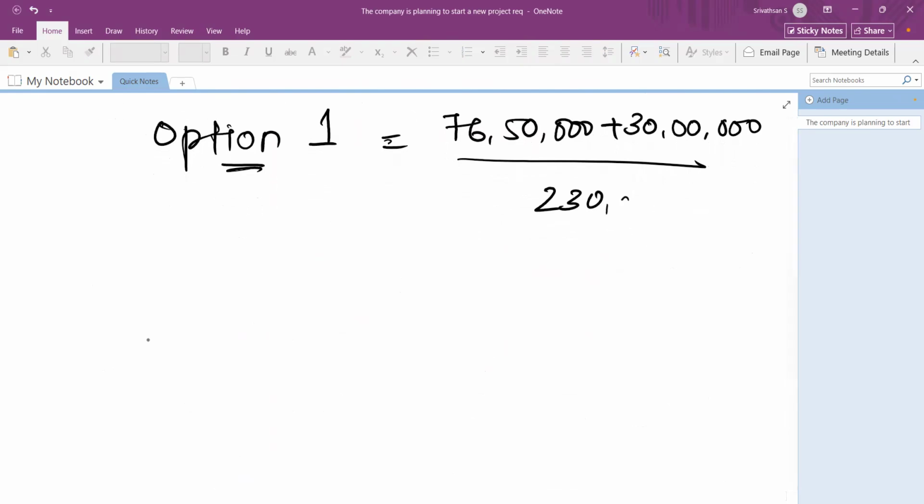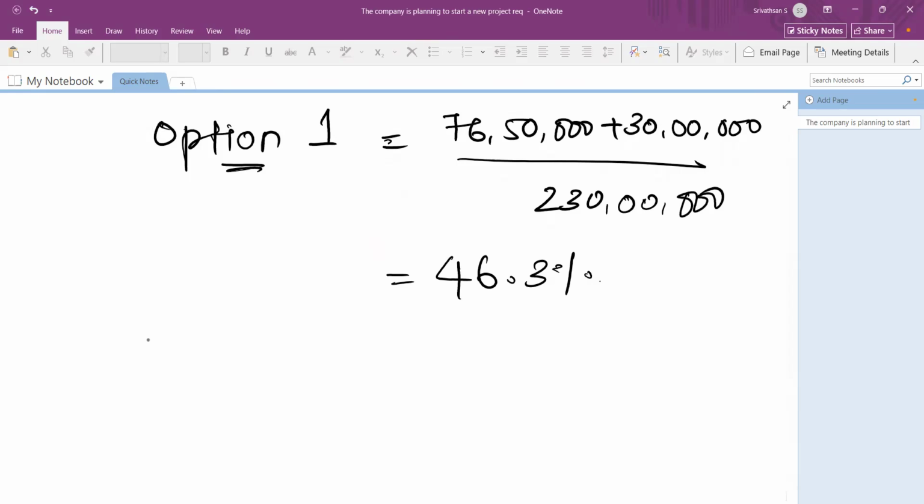So it is 2 crore 30 lakhs. Now what is the debt to equity ratio? It is 76 lakh 50,000 existing debt plus 30 lakh of new debt, divided by the total capital employed of 2 crore 30 lakhs. So the debt to equity ratio is 46.3% under option 1. To put it very simply, the total capital employed is 2 crore 30 lakhs, right?